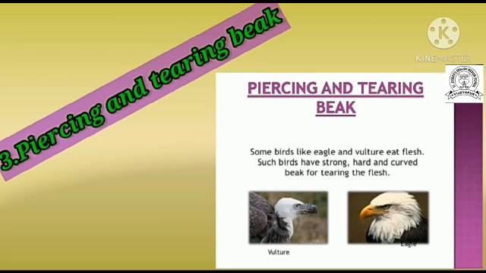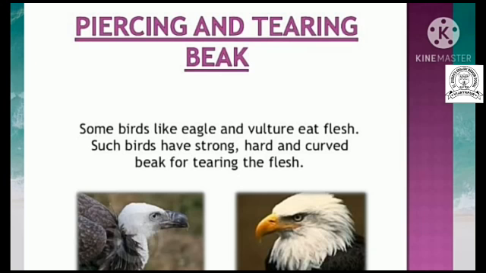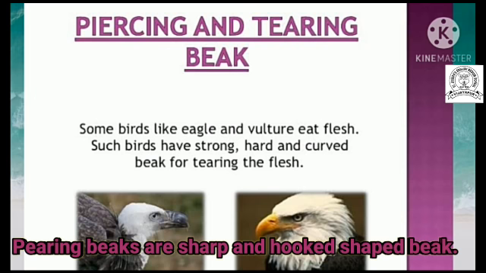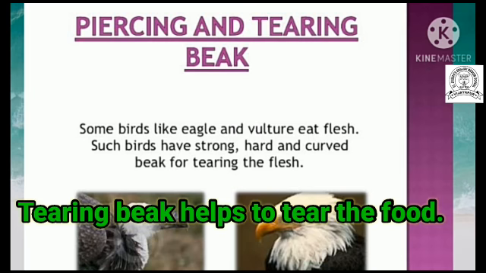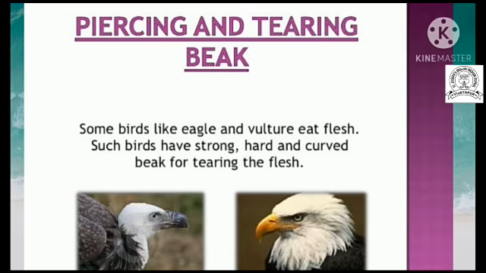So the third type of beak is the piercing and tearing beak. So piercing or tearing means what? Tearing beaks are sharp hook-shaped beaks for piercing prey or tearing of fur, skin and feathers, and tearing meat into manageable, easy to swallow chunks. These birds have a very sharp, curved, hook-shaped beak. By using that beak, they can tear the food. And these birds are especially carnivorous or omnivorous birds. They can eat other animals or both.